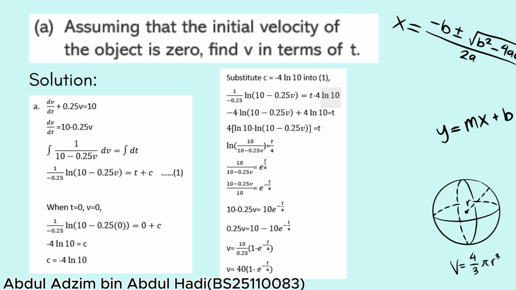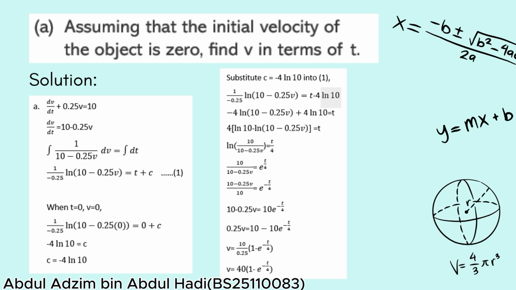Both sides are then integrated, which gets us 1 over negative 0.25 ln(10 minus 0.25v) equals t plus c. We will mark this as equation 1. From the question given, we assume that the initial velocity of the object is 0. So when t equals 0, v also equals 0. These two values are then substituted into the equation, which gets us 1 over negative 0.25 ln(10 minus 0.25 times 0) equals 0 plus c, and we get c equals negative 4 ln 10.